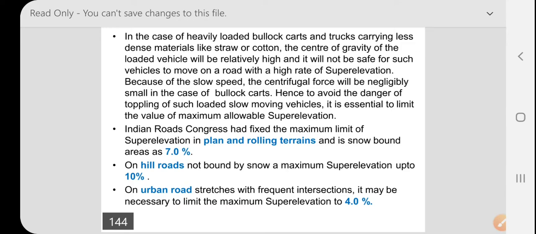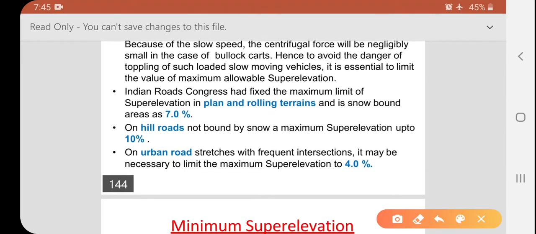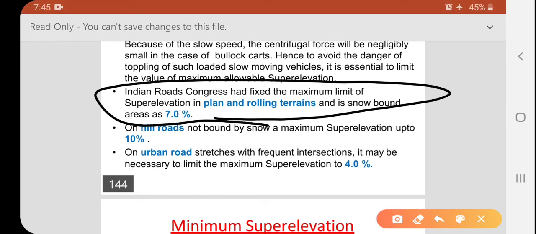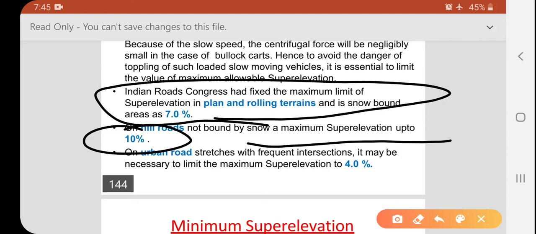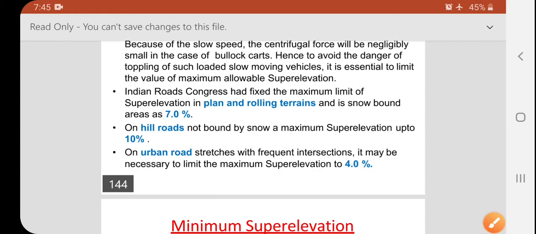Because of the slow speed, the centrifugal force will be negligibly small in the case of bullock carts. Hence, to avoid the danger of toppling of such loaded slow moving vehicles, it is essential to limit the value of maximum allowable superelevation. So the superelevation is limited for plain and rolling terrains, and for snow-bound areas it is around 7%. On snow roads, the maximum superelevation is up to 10%. If it is an urban road, the maximum superelevation we provide is only 4%.